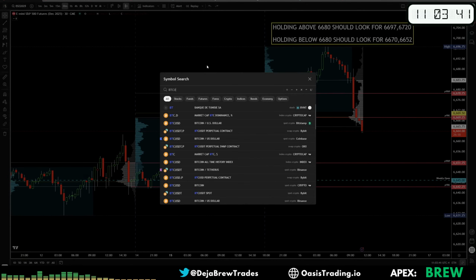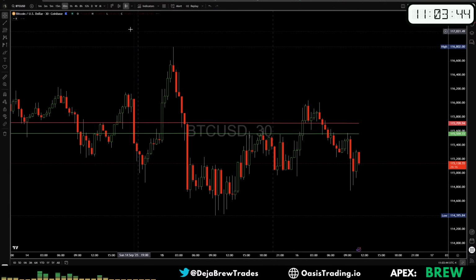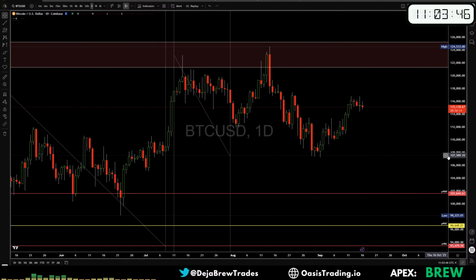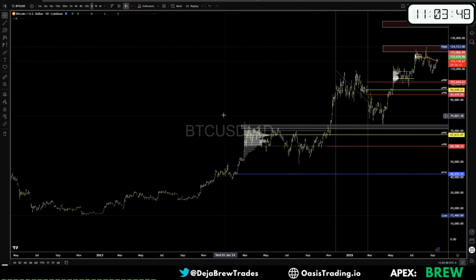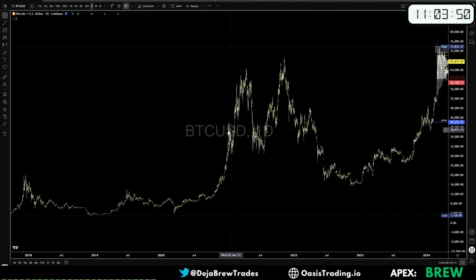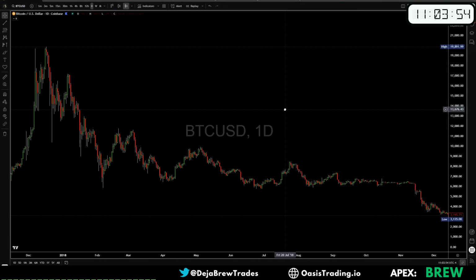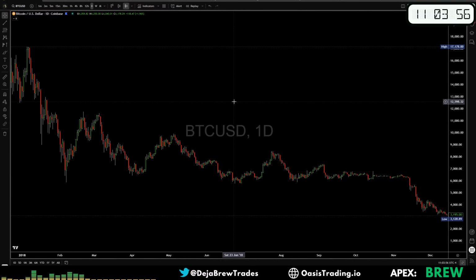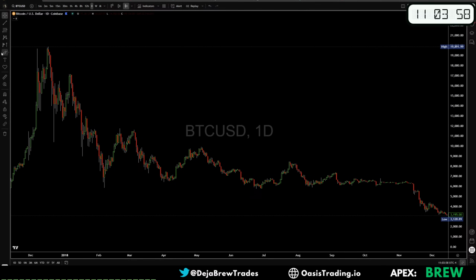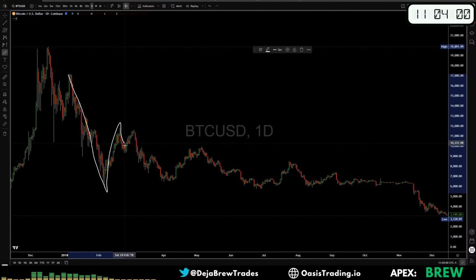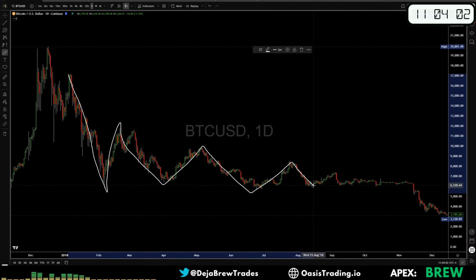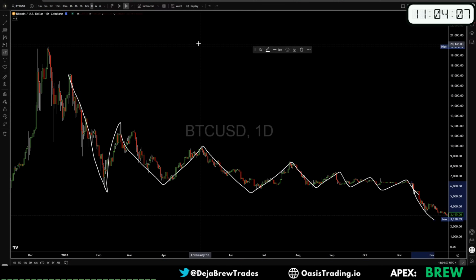If you don't know what I'm talking about, if you didn't trade Bitcoin back then, in the worst year probably ever to trade Bitcoin, let me show you. There's your bouncing ball. Every time it bounces. Lower high, lower high, lower high, lower high until it dies.